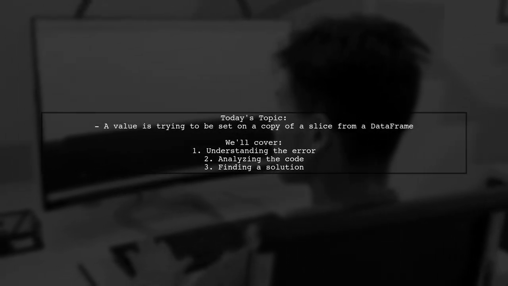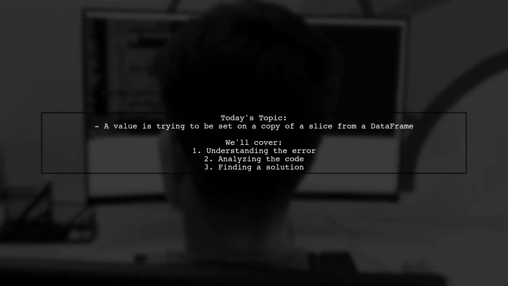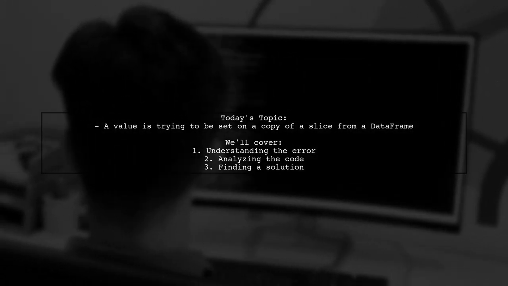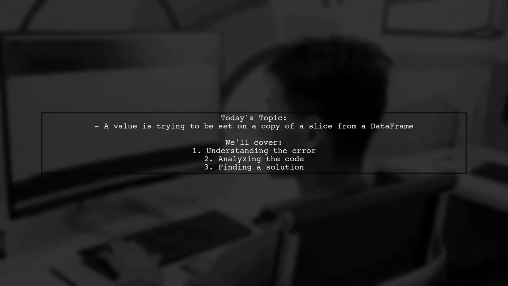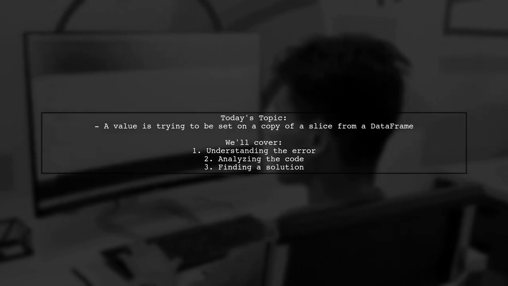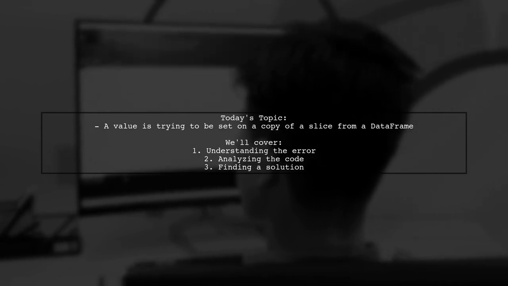Today, we're tackling a common issue that many newcomers encounter when working with data frames. Our viewer is trying to filter a data frame, but runs into an error message that reads, "A value is trying to be set on a copy of a slice from a data frame." Let's break down the question and find out what might be going wrong.